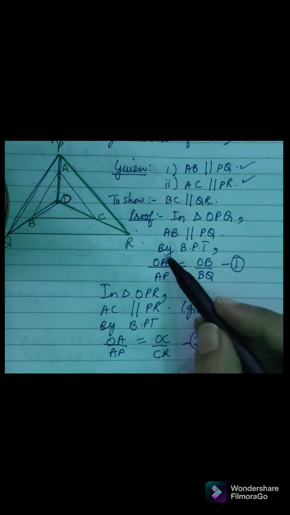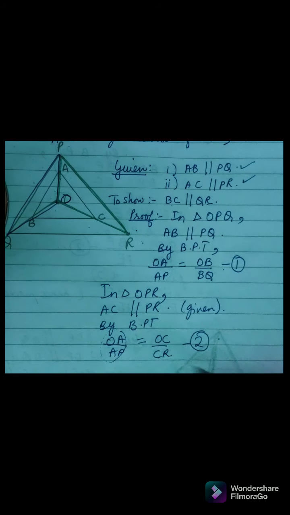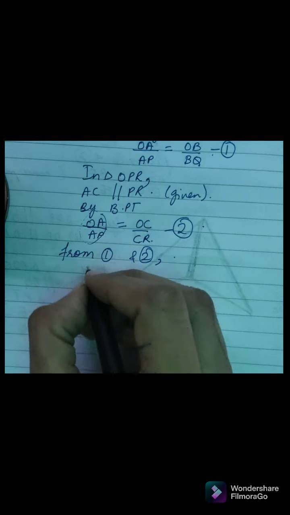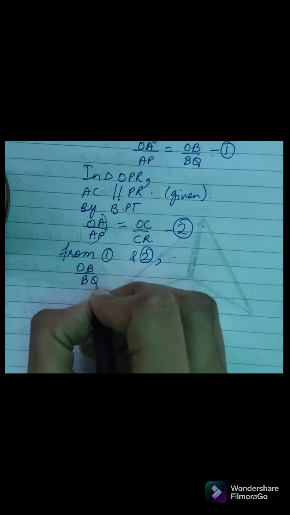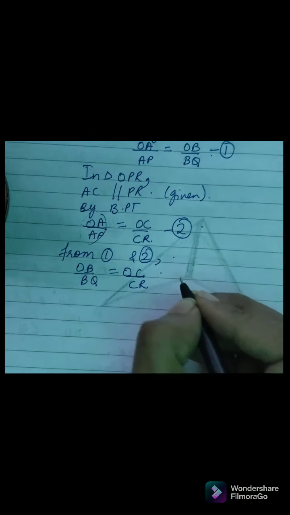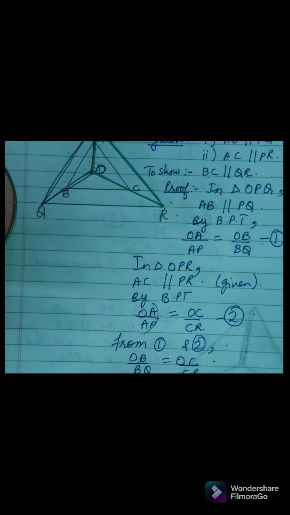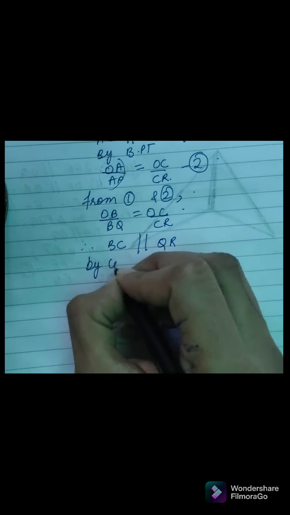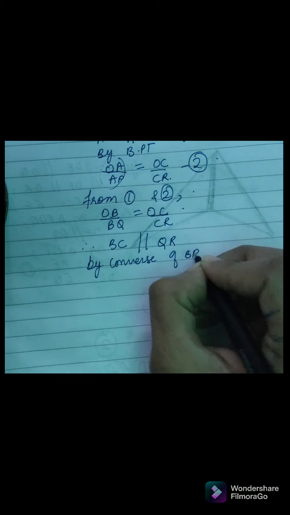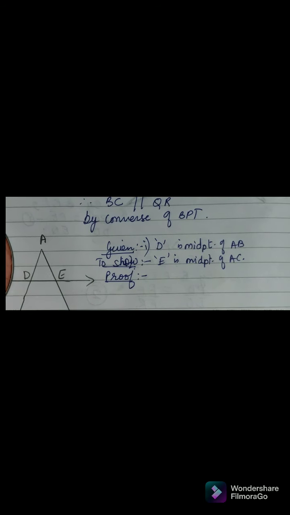Again, compare 1 and 2. I can see my left hand side is equal. Therefore, my right hand side will also be equal. So, what will I write? From 1 and 2, OB upon BQ is equal to OC upon CR. So, if you go back to the diagram and see, OB upon BQ is equal to OC upon CR. So, from the diagram, we can say BC is parallel to QR by converse of BPT.